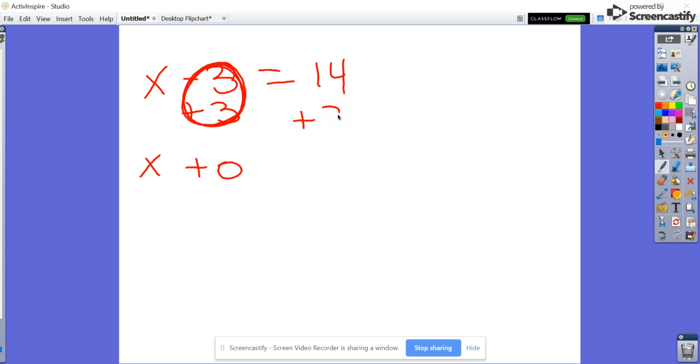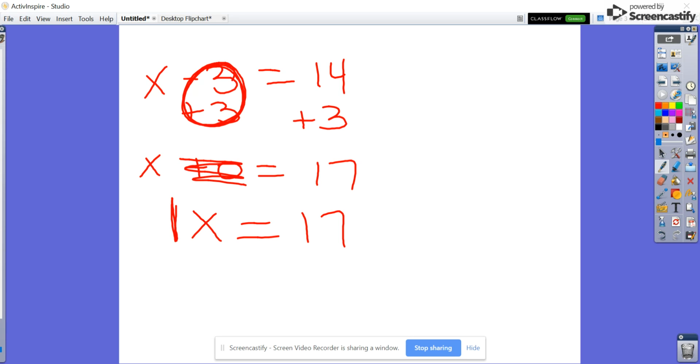What we do to one side, do to the other. 14 plus 3 is 17. Again, plus 0 doesn't matter, so we have x equals 17. What's the invisible number in front of the x? It's 1, right? So I have a 1x is 17. So in reality, we want 1x plus 0 to equal our number. You agree with that? Y'all agree with that over there? We want the 1x plus 0.